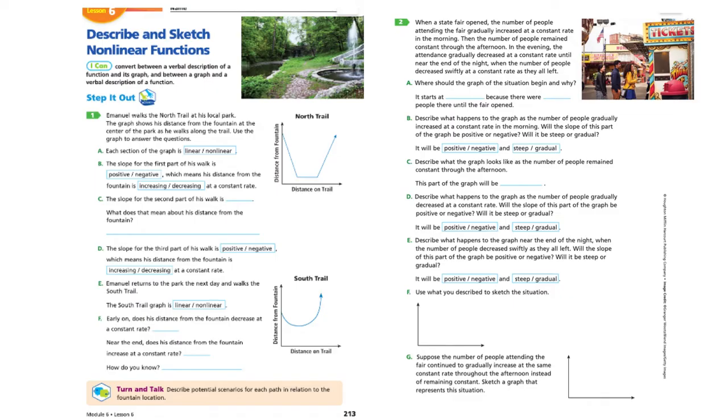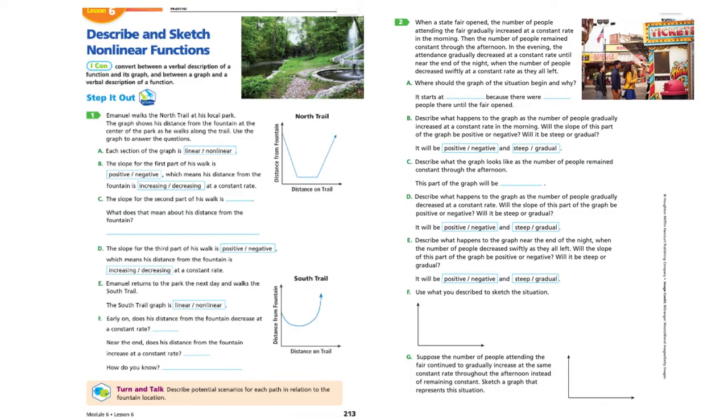So let's look at number 1 of the step it out. And this is like the last lesson. There's no spark your learning or build understanding. It goes right to the step it out. So number 1, Emmanuel walks the North Trail at his local park. The graph shows his distance from the fountain at the center of the park as he walks along the trail. Use the graph to answer the questions.